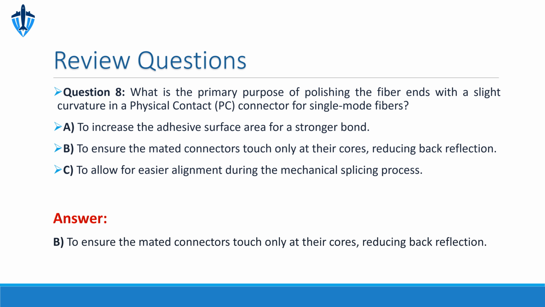The light that does reflect from the angled surfaces is directed out of the fiber core and is lost, preventing it from traveling back up the fiber and interfering with the signal source. Options A and C describe processes related to installation and splicing, not the specific optical goal of the PC polish.